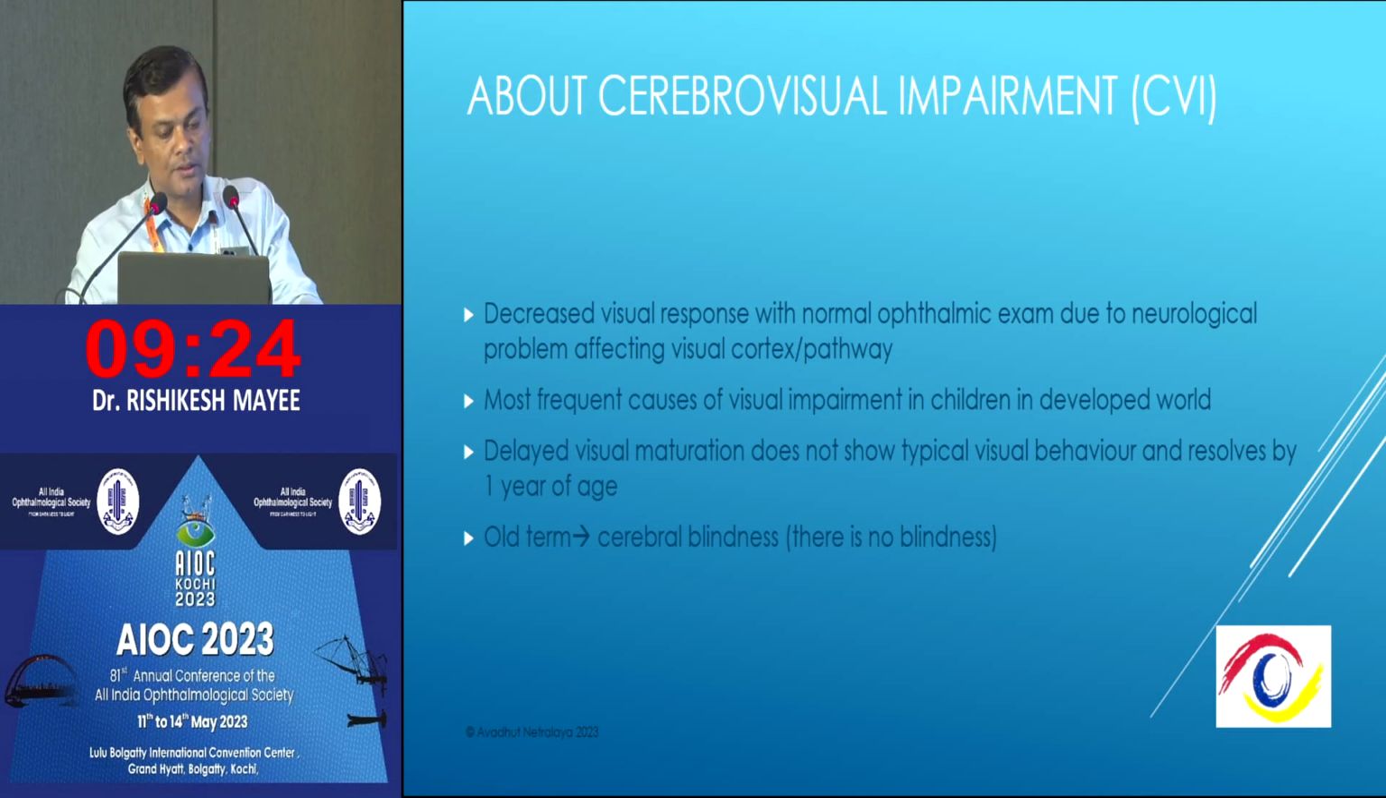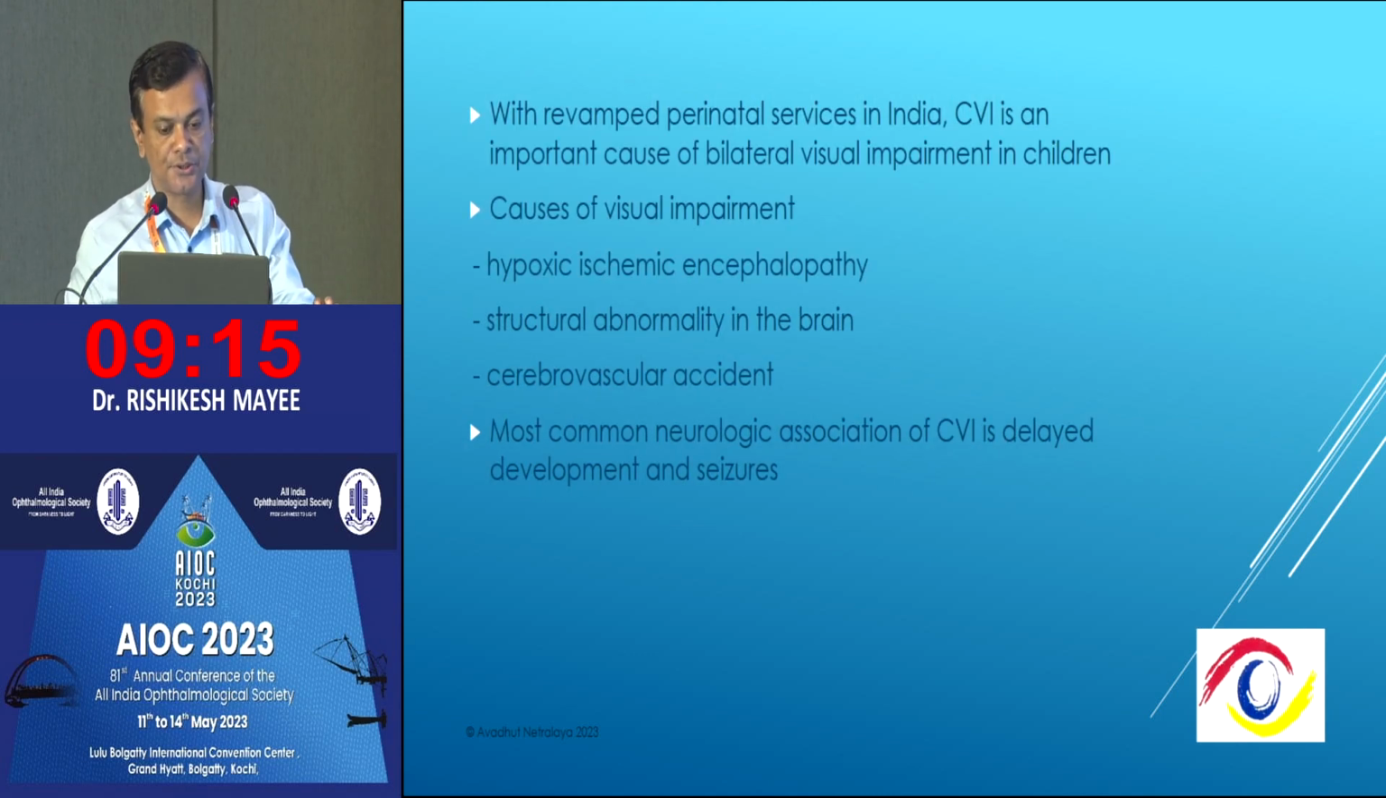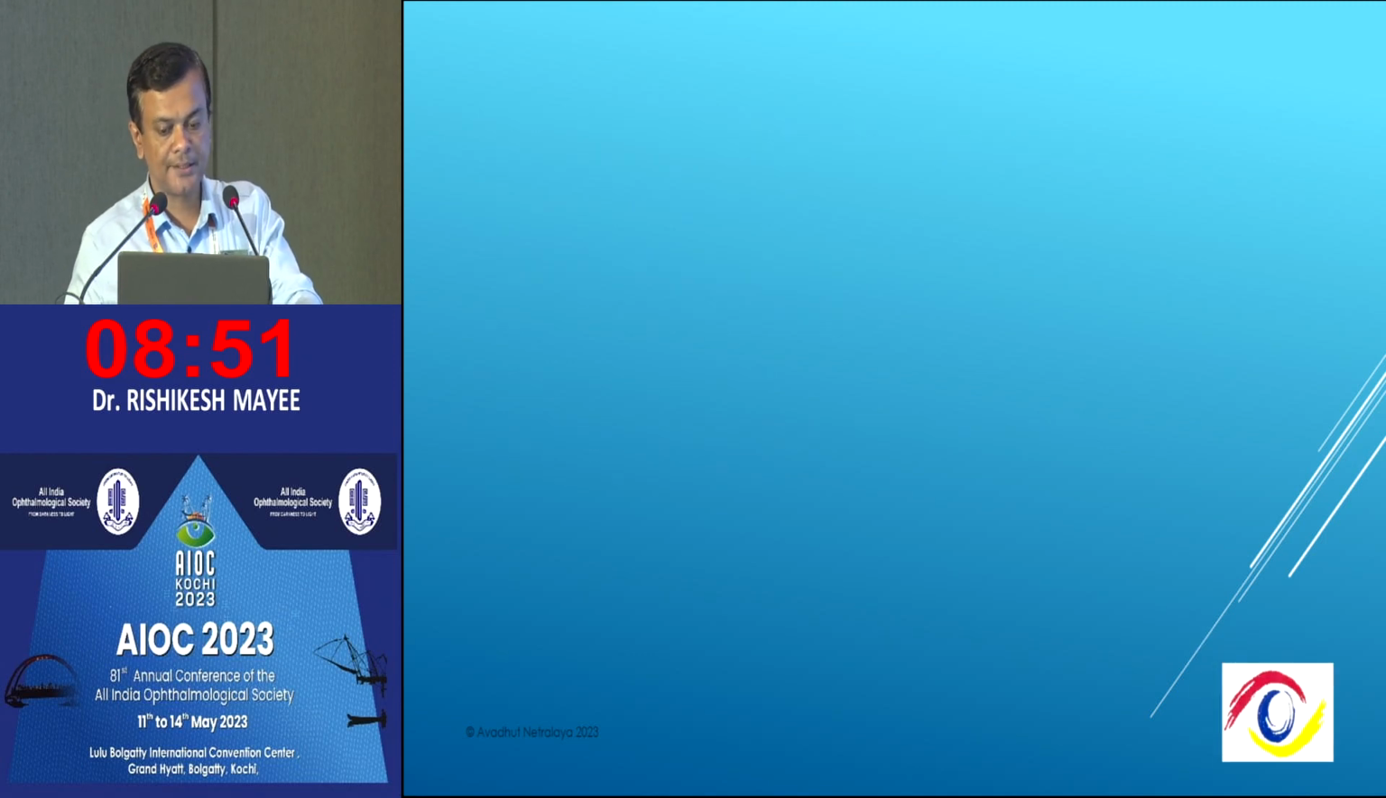The older term for CVI was cerebral blindness, but actually because of neuroplasticity, the patient usually doesn't have blindness, and some amount of vision the patient usually gains. There have been revamped perinatal services in India, because of which CVI is an important cause of bilateral visual impairment in children even in India. The most common cause is hypoxic ischemic encephalopathy. There can also be a structural abnormality in the brain or cerebrovascular accident. The most common neurological association is delayed development and seizures.